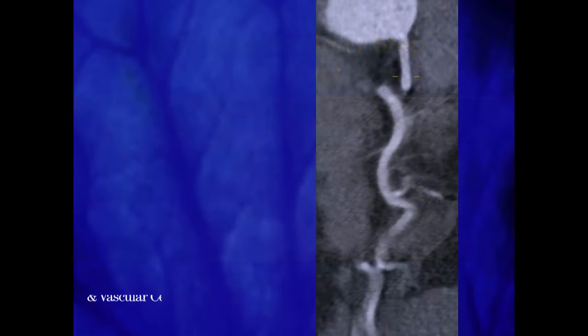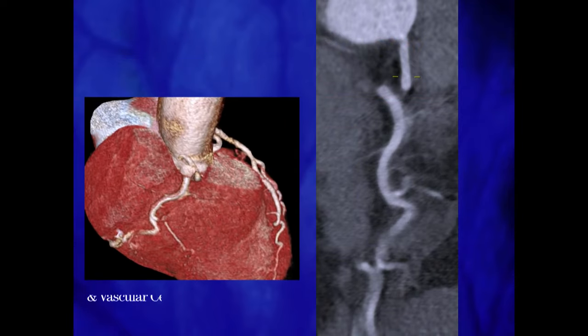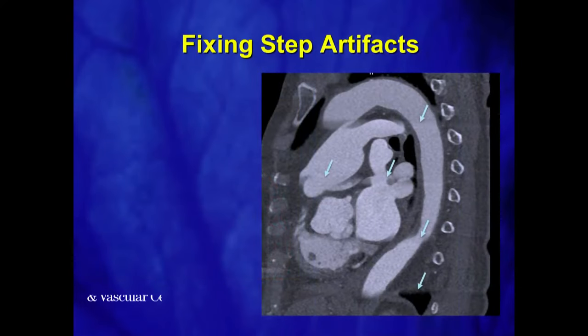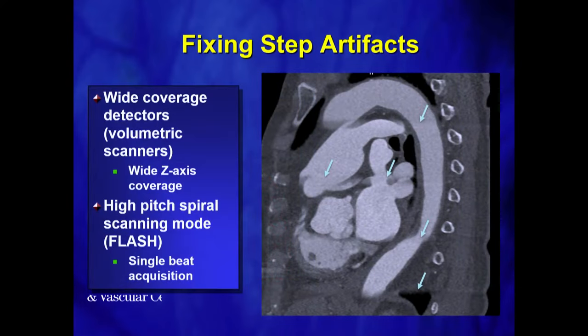I actually do notice that I have a quote unquote step artifact that can render the segment not interpretable, because I can see the segment before and after, but right on this stage over here, I have this registration artifact, or what people call step artifact. This is exactly what you see, those ladder steps across the ascending aorta, across the pulmonary artery and the RV outflow tract.